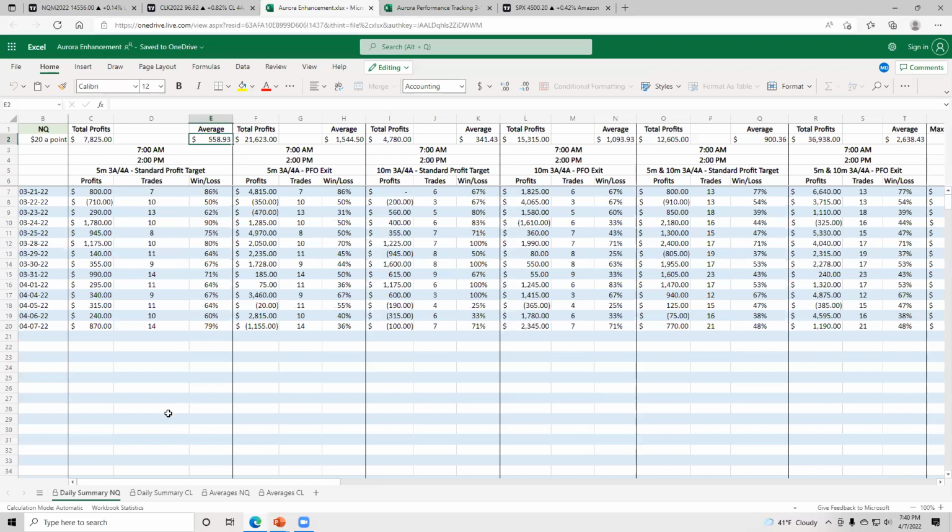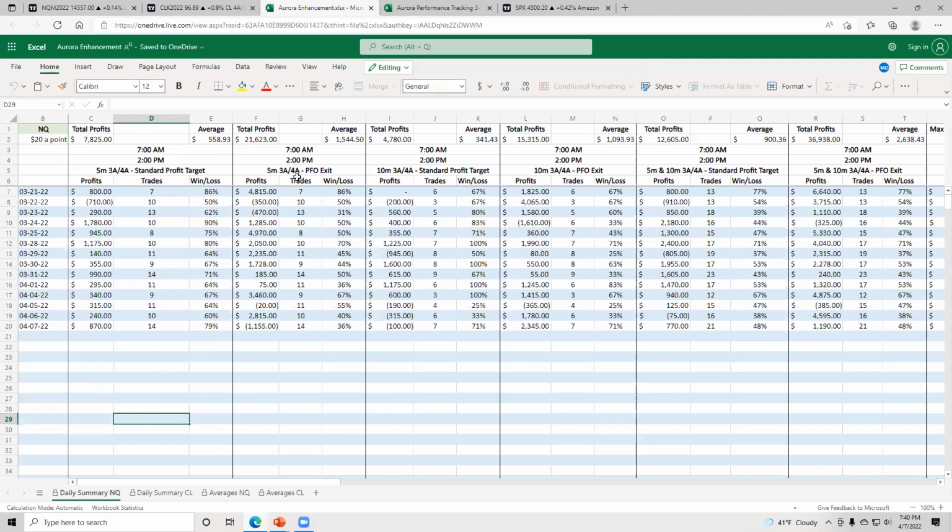The average over that period of time is $558 a day. Okay, so 27 points a day. That's okay. I mean, that's a good start. And this is all 7 to 2, just like we've always talked about.